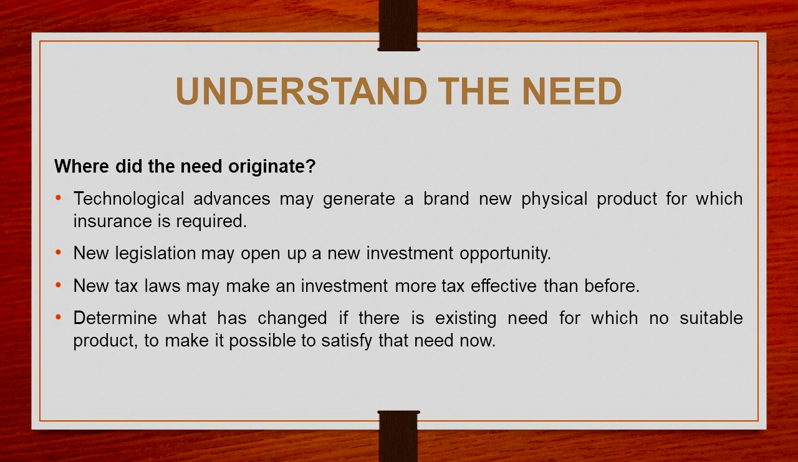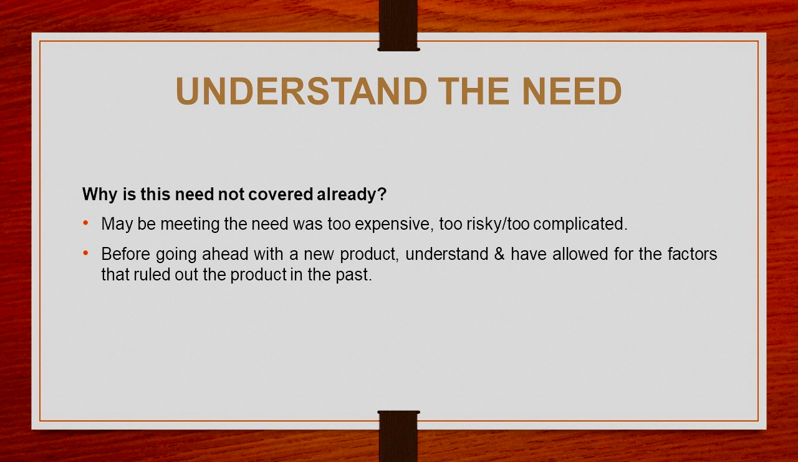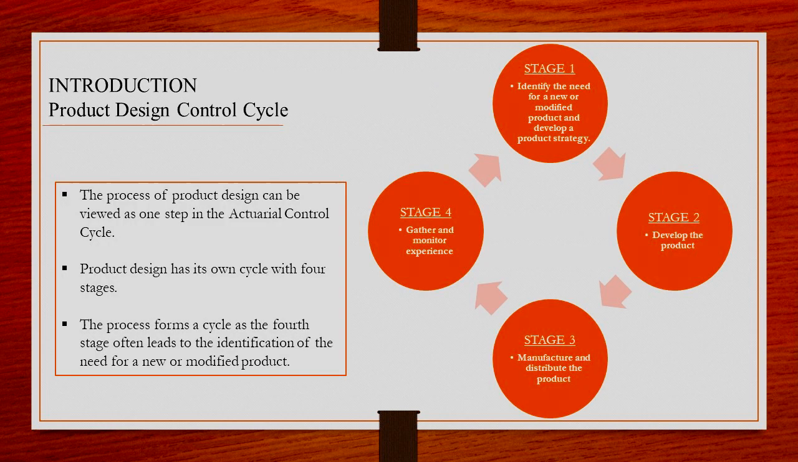Determine what has changed if there is existing need for which no suitable product, to make it possible to satisfy the need now. Why is this need not covered already? Maybe meeting the need was too expensive, too risky/too complicated. Before going ahead with a new product, understand and have allowed for the factors that ruled out the product in the past.